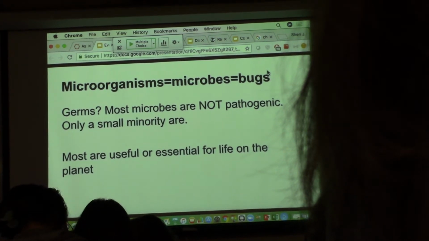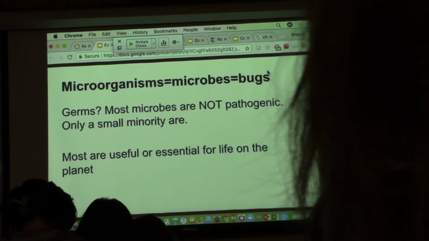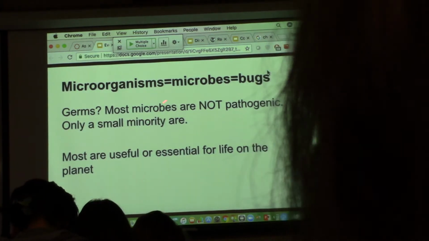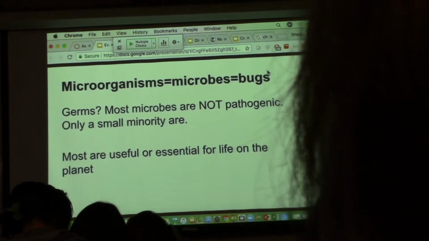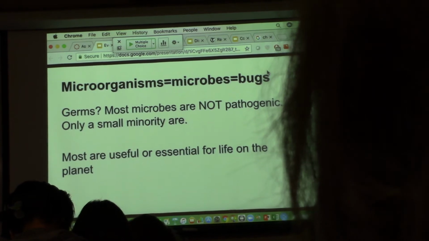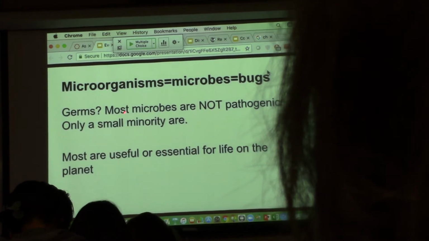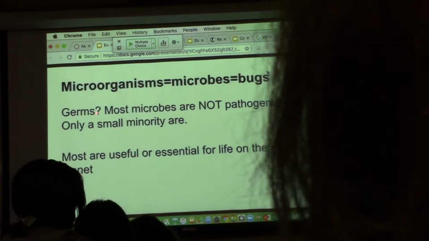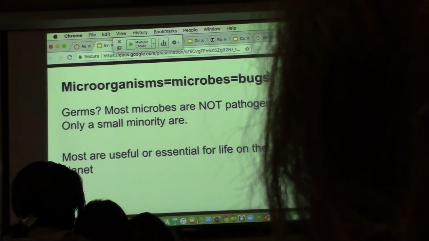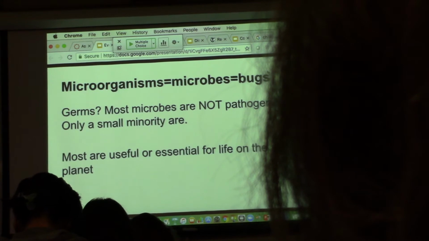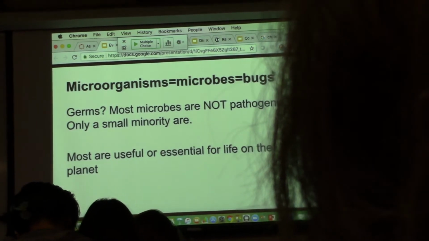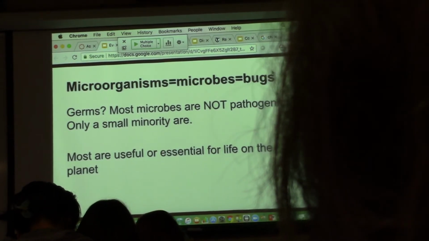Just a little bit of boring terminology for you. Microorganisms, sometimes people call them microbes. If people are doing a lot of genetic engineering, we tend to call them bugs. They're not necessarily germs, though, because most microbes are not pathogenic. Only a very small fraction of microbes are actually pathogens.